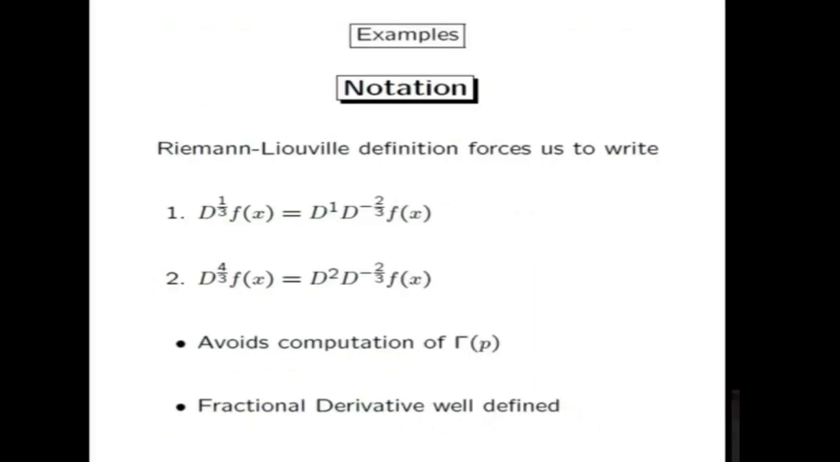Just a little bit about notation. If we write the 1/3 derivative of f, we are forced by the Riemann-Liouville definition of the derivative operator to first apply the non-integer order integration to the function, and then apply the integer order derivative. A negative exponent on the derivative operator corresponds to integration. It's also interesting because it avoids the computation of gamma of p, where p could be a pole of the analytic continuation of the gamma function, which then makes our fractional derivative a well-defined operator.